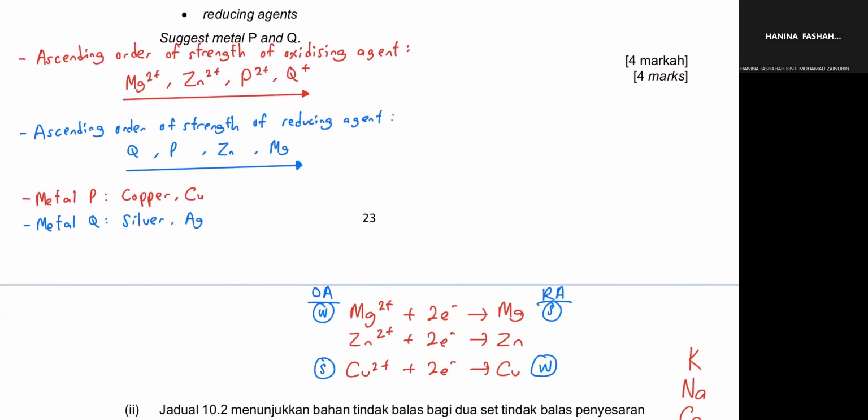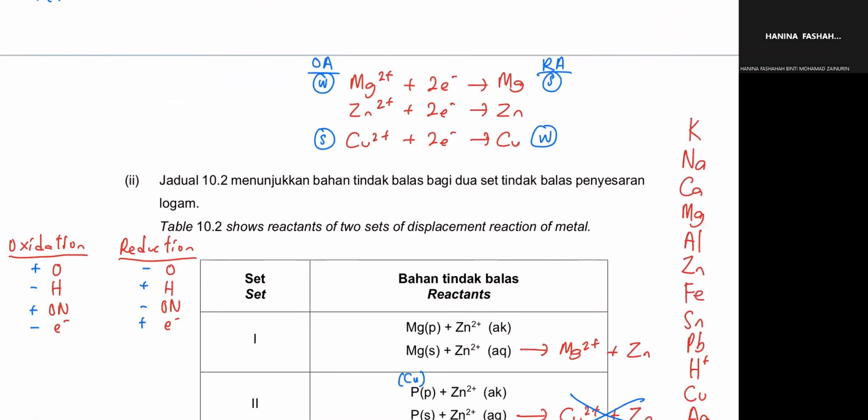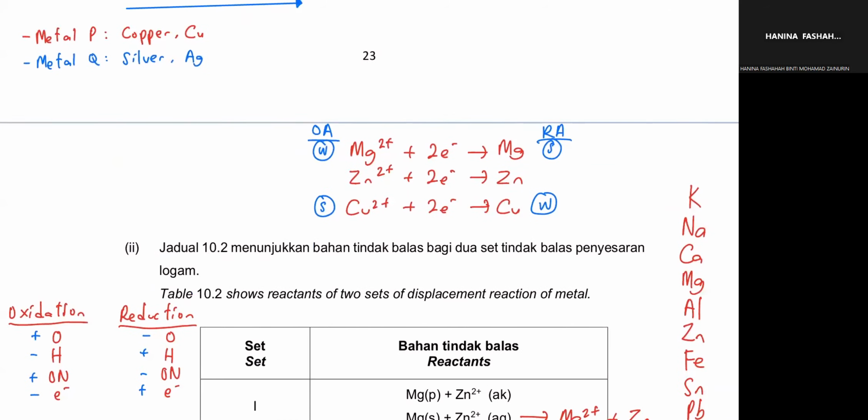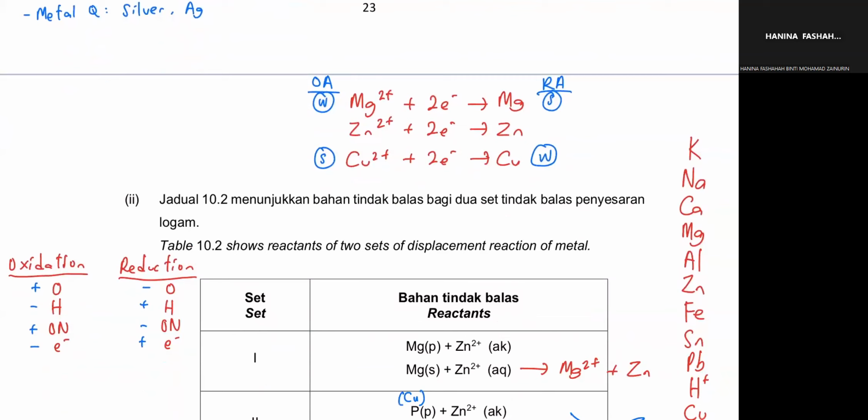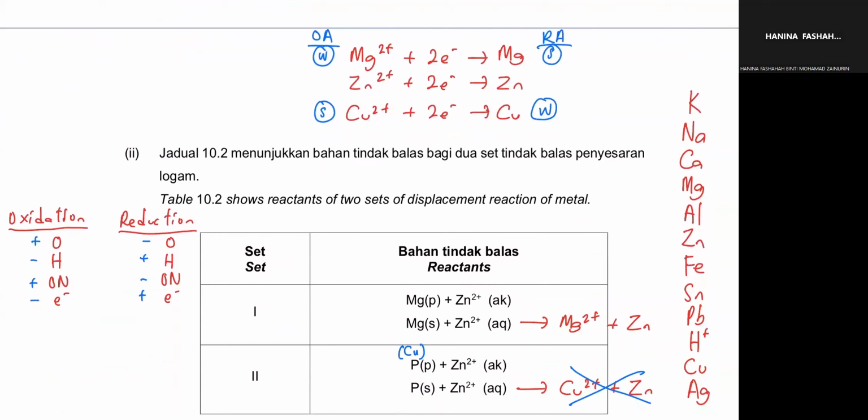Okay. Now table 10.2. This one also displacement reaction of metal. So they give 1, 2, 3. I mean 1, 2 basically. So what happening is you applying this kind of method based on this oxidizing agent and reducing agent. So oxidizing agent this one, reducing agent this one. So this reactivity of metal you have to know also. Reactivity metal means the whole thing just now.